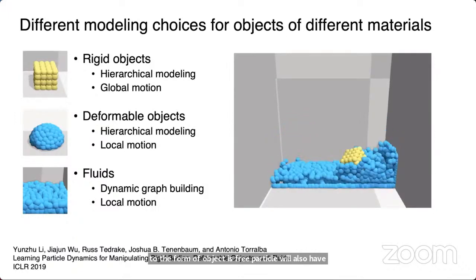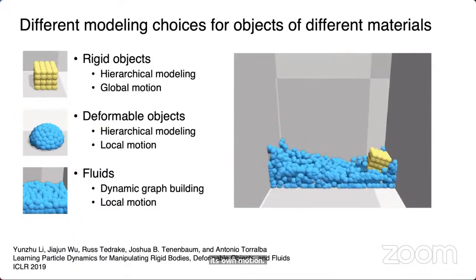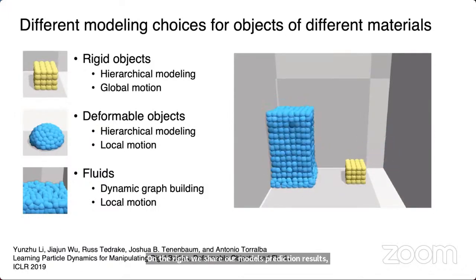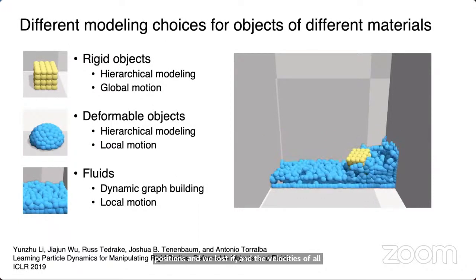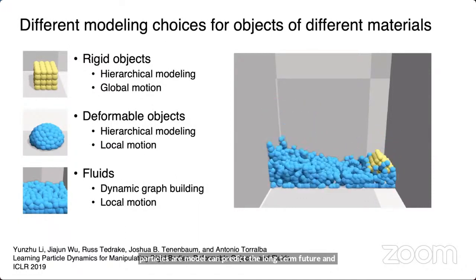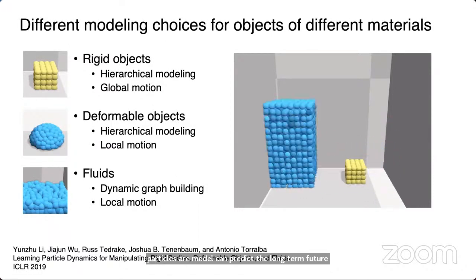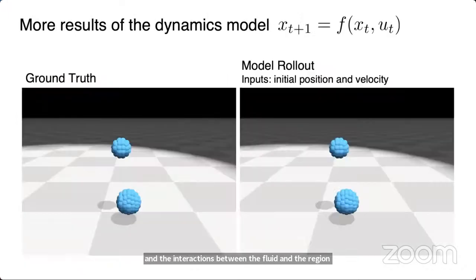On the right, we show our model's prediction results, where the inputs to our model are the initial positions and velocities of all particles. Our model can predict the long-term future and correctly capture the dynamics of the fluid and the interactions between the fluid and the rigid body.